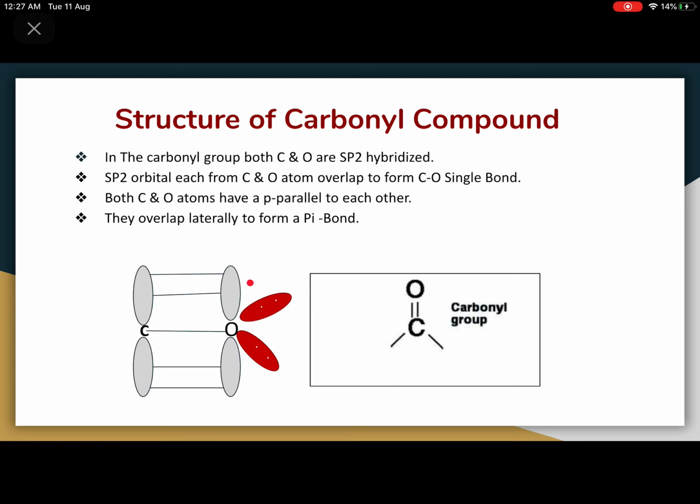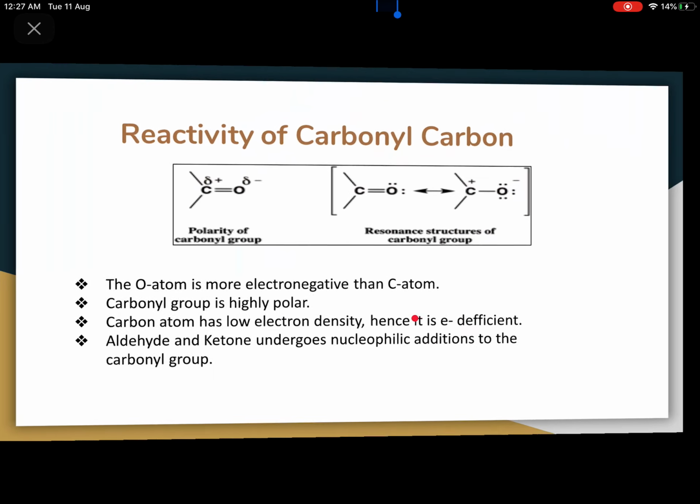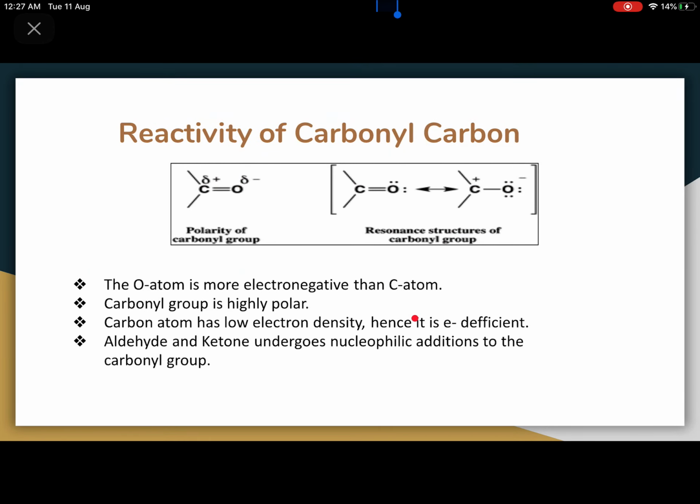This p orbital is overlapped with this p orbital to form a carbon-oxygen pi bond. So this is overlapping of p orbitals to form a pi bond. Both the carbon and oxygen atoms have a p orbital which are parallel to each other, and these p orbitals get overlapped to form a pi bond between the carbon atom and the oxygen atom.